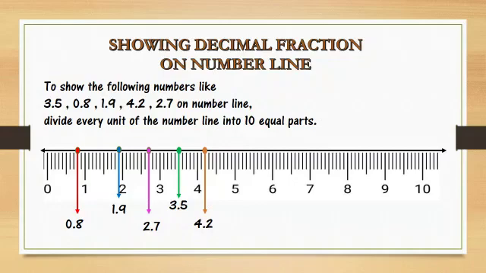Students, you can see 3 on the number line. And to show 3.5, we need to count the parts after 3 as 3.1, 3.2, 3.3, 3.4, 3.5. Here the green color arrow shows 3.5. So 3.5 lies between 3 and 4. In this way, you can show the remaining numbers on the number line.